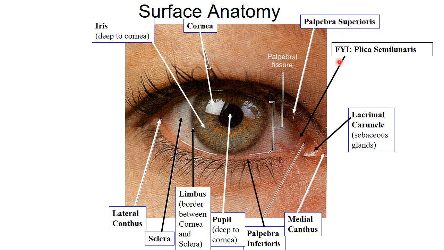Again, this is FYI. I will not ask you a question about the plica semilunaris or your third eyelid or anything like that. It's just fun.